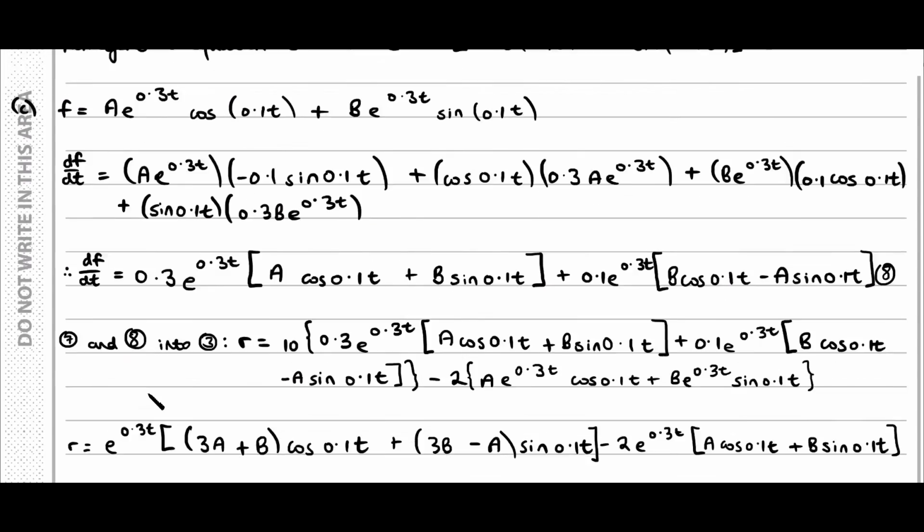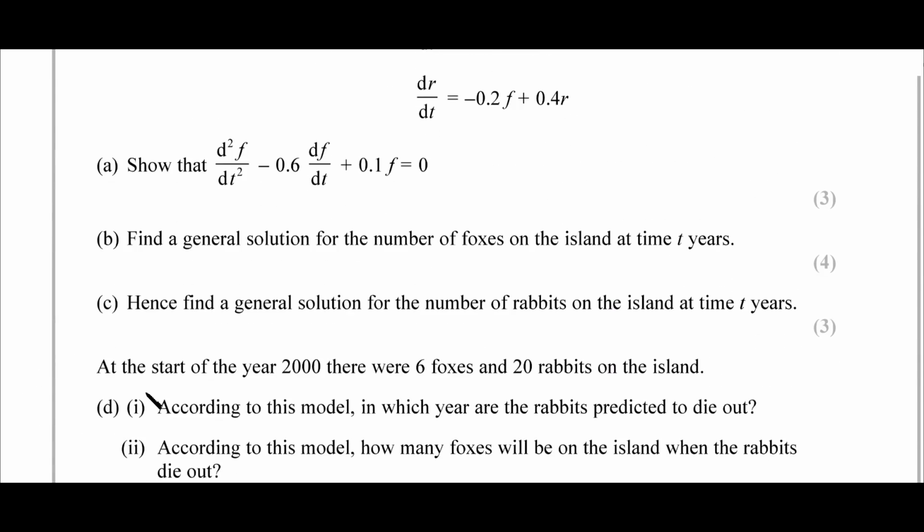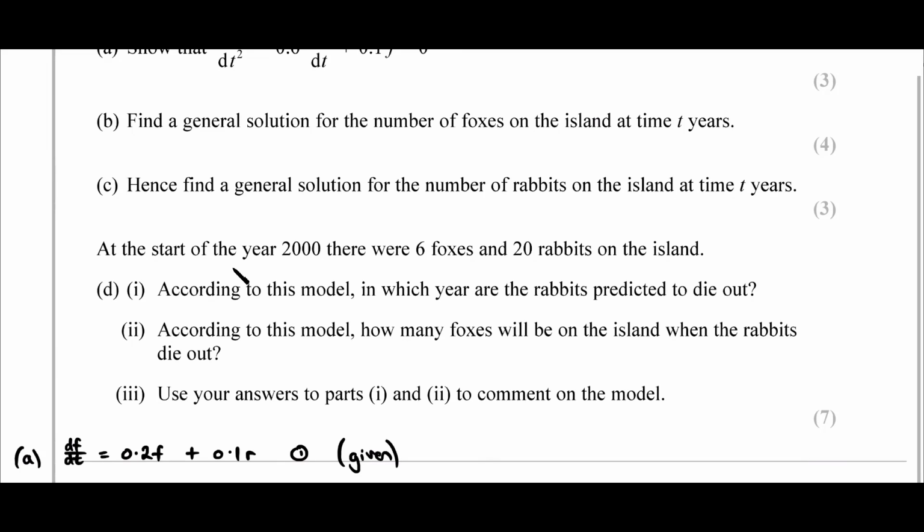Now for the next part of the question, at the start of the year 2000 there were 6 foxes and 20 rabbits, and according to this model, in which year are the rabbits predicted to die out?